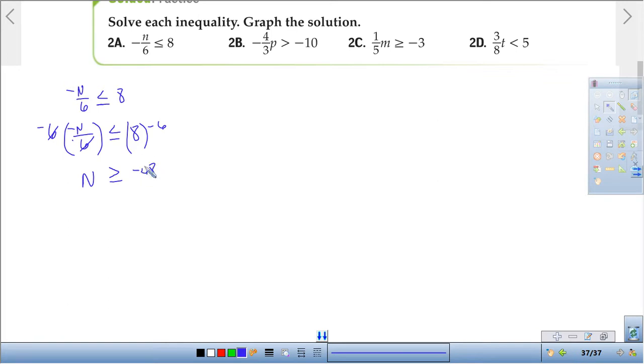Negative 48. Number line here, negative 48. You see this pointing to the right. Again, my variable has to be on the left. I'm going to shade it in and go to the right.